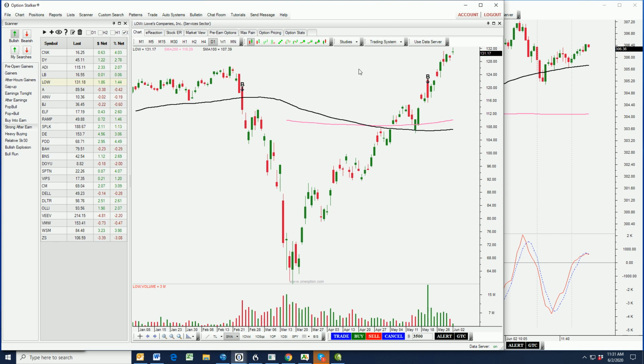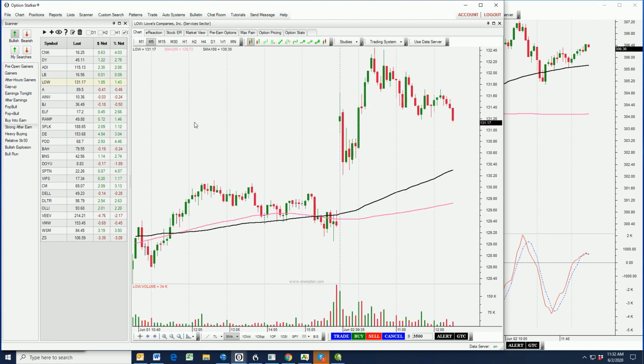And here you can see how it's through this horizontal resistance right at that 126 level. So I think this one sets up well. Not a lot of premium, so not very good for doing any kind of bullish put spreads on it. And you can see how the stock is actually starting to weaken a little bit. But I do like that breakout, so that was nice.